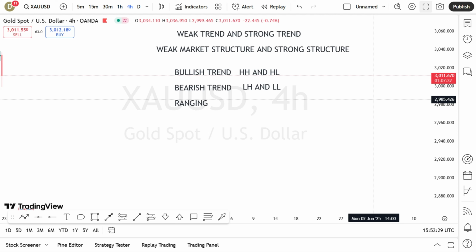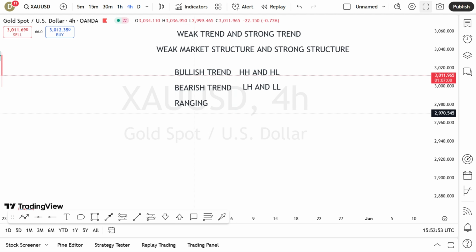Bullish trend makes a series of higher highs and higher lows, and bearish trend makes a series of lower highs and lower lows. And a ranging market makes neither higher highs and higher lows, nor lower highs and lower lows. That means the ranging market has no trend.